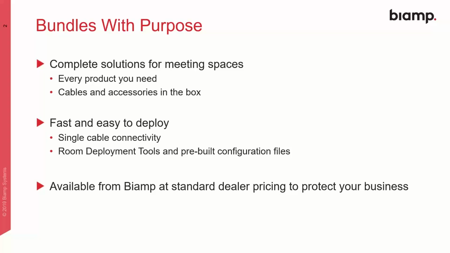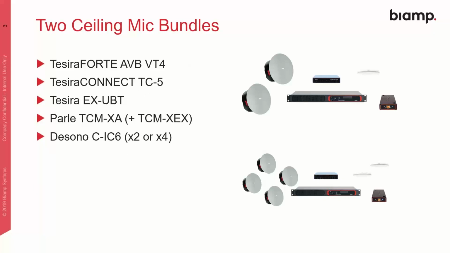So just a quick overview next of what is in our bundles. We have 4 bundles in total right now. There are 2 bundles which use our Parley ceiling microphone, one for a medium-sized room and one for a large room. Content is very similar between the two. There's just an extra mic and some extra loudspeakers for the larger space. I'll talk about room sizes in a minute.